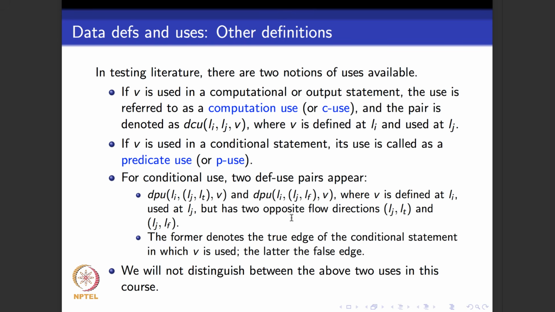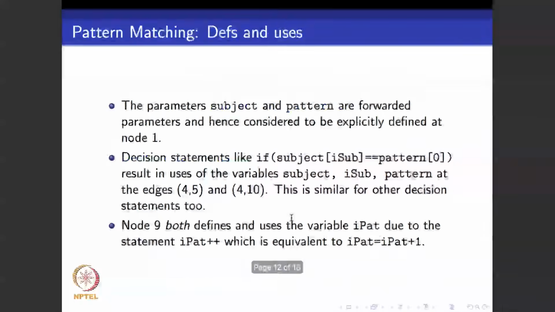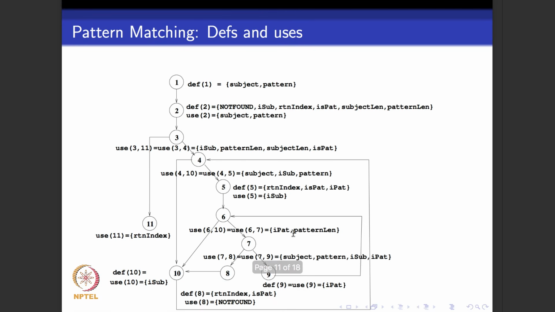This is just for your information. For our purposes of these lectures and this course, we will not distinguish between computation use and predicate use. We will just say all of them are uses. That's what I have done in this control flow graph, right? If you have to be strictly correct, you could call this a predicate use, you could call this a computation use, but for the purposes of this course and this lecture, everything would just be use.